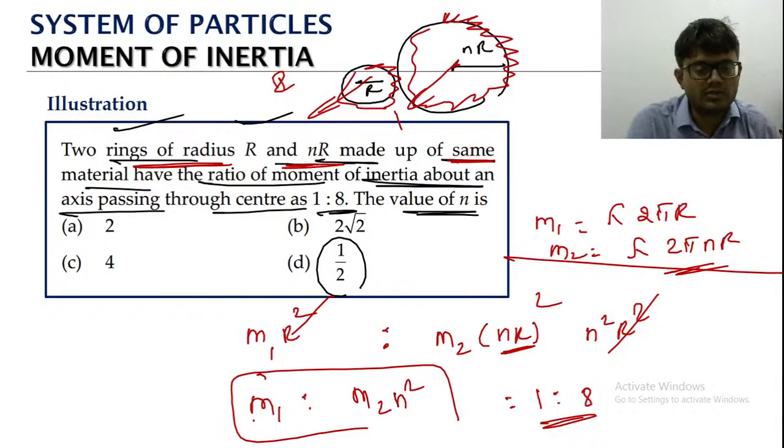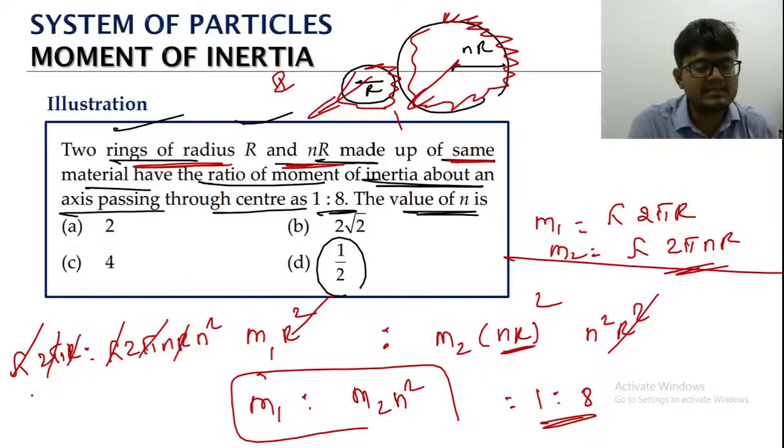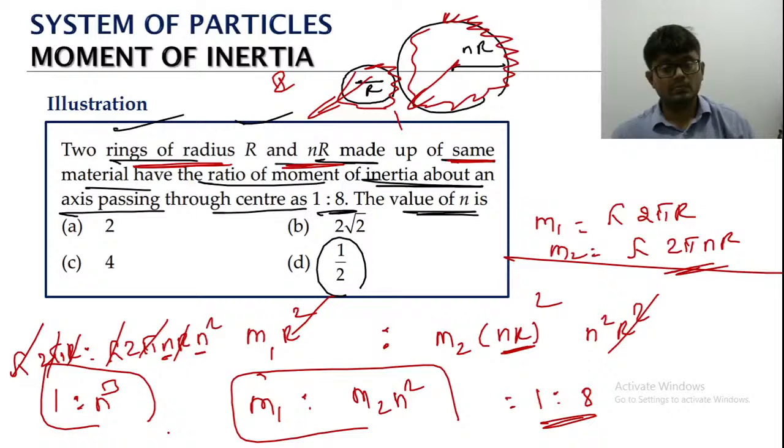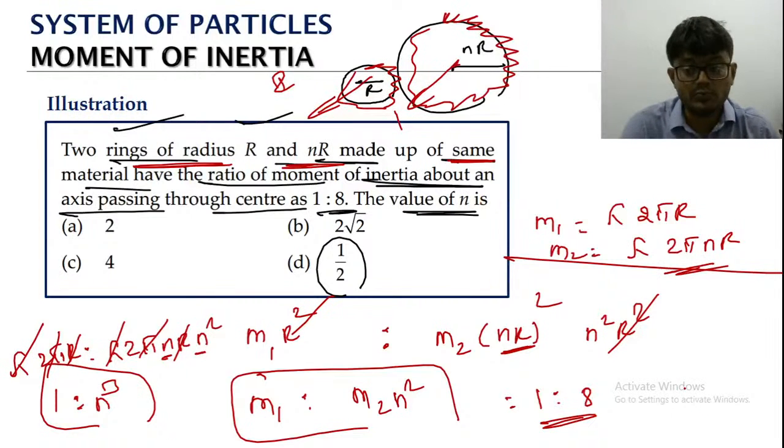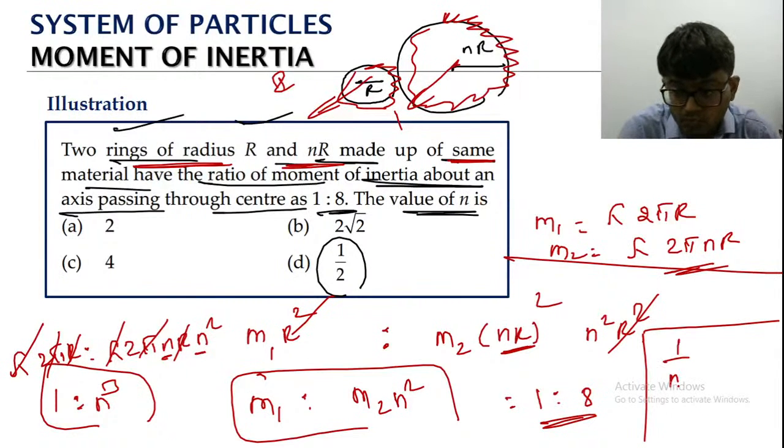Now just put those values. Lambda into 2πr is to lambda into 2π nr, and already there is an n². So you see here, lambda gets cancelled, 2π gets cancelled, r gets cancelled. What is remaining? 1 is to, already there is an n² and one more n is coming. So 1 is to n³. What are you getting here? 1 is to n³ is equal to 1/8.